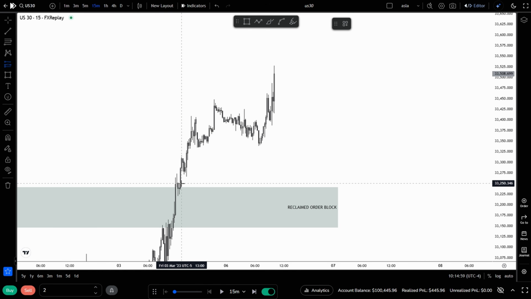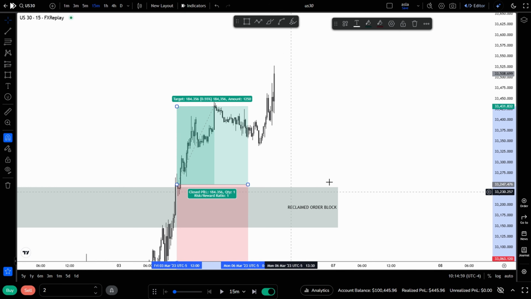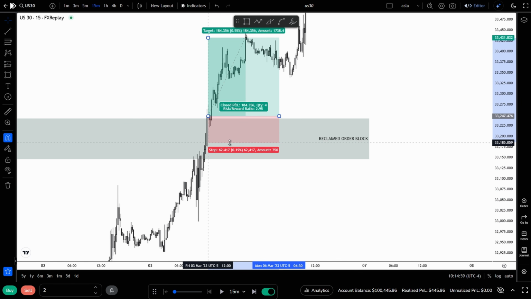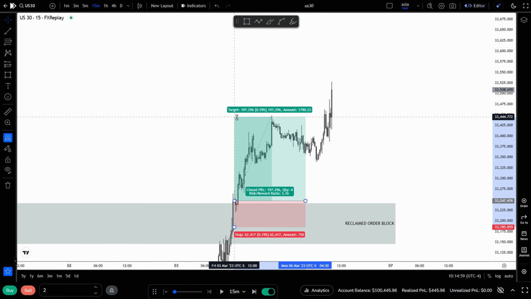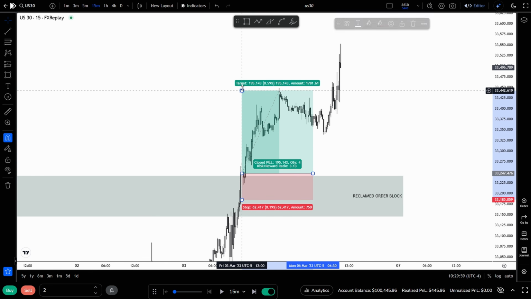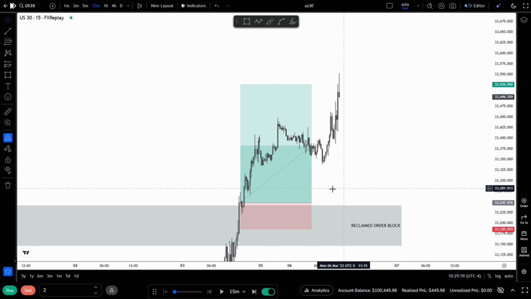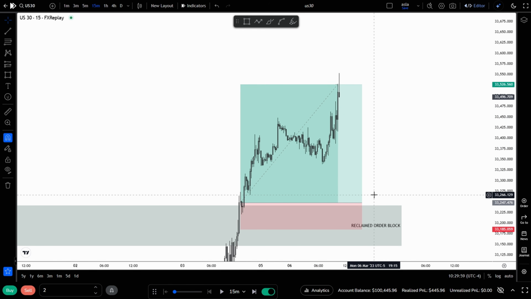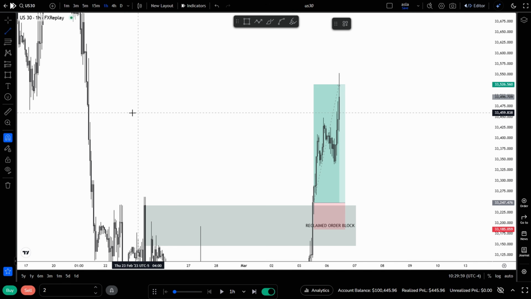So once we see a candle close above the reclaimed order block, we can look for a buy on the very next candle. In this example, price does exactly that. We get a clean candle close above the reclaimed order block, which confirms the reclaim. Now suppose we decide to enter a buy on the next candle. From that point, the key thing we want to observe is whether price respects the reclaimed order block as support.